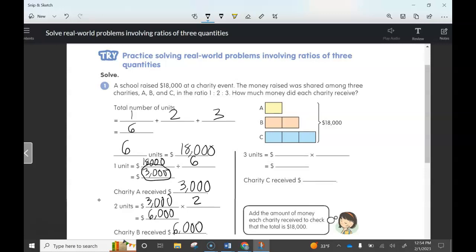Now let's take a look at charity C. Charity C, 3 units, remember 3,000 per unit. Multiply that by 3, it's going to give us $9,000. So charity C received $9,000. So again, you need to add the numbers that represent your ratio, take the total amount and divide it by the numbers that you added together, and that'll tell you how much is in 1 unit there.